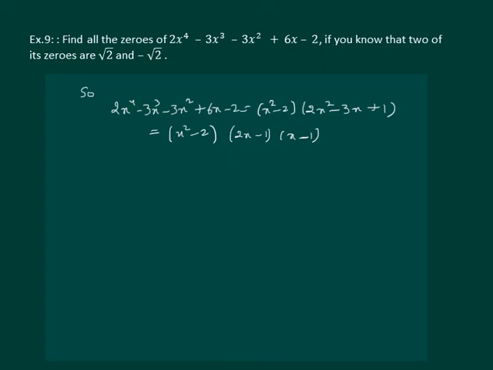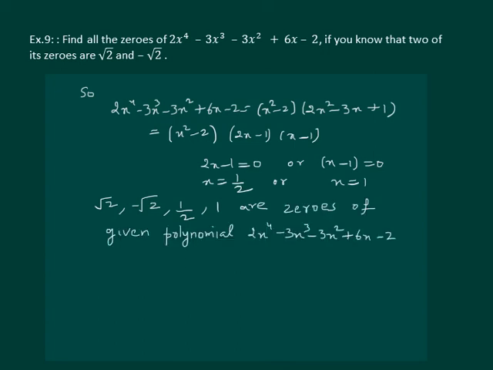So we can take 2x minus 1 equal to 0 or x minus 1 equal to 0 gives us x equal to half or x equal to 1. So this implies that root 2 that was given, minus root 2 that was also given, half and 1 are the zeros of the given polynomial.